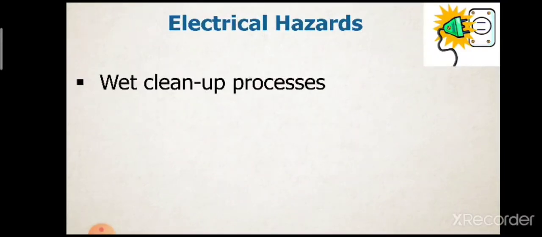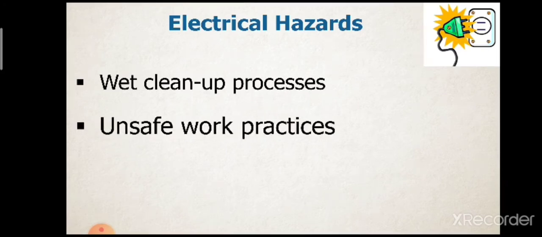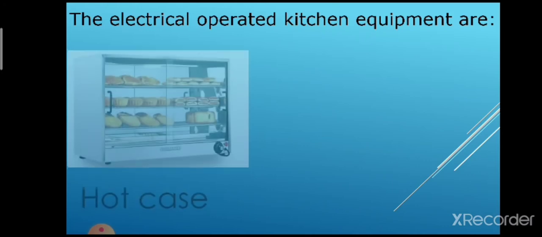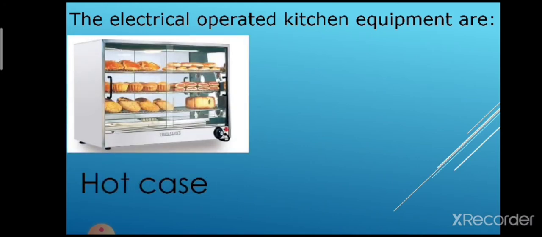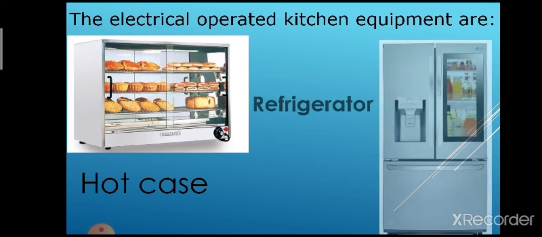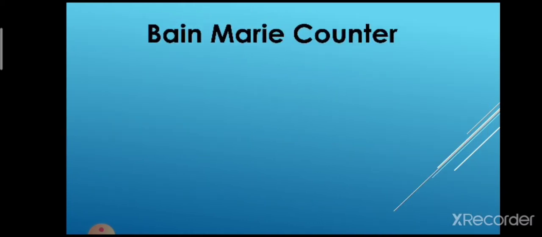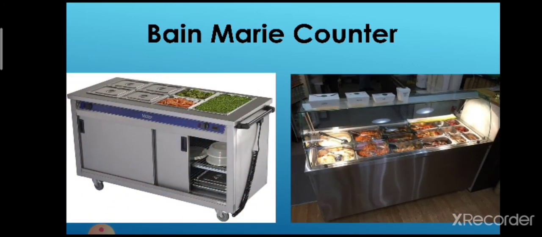Wet cleanup process. Unsafe work practices. And here are the electrical operated kitchen equipment. Hot case for pastries. Refrigerator to keep the food fresh. Bain-Marie counter. This is often used to keep our food warm.